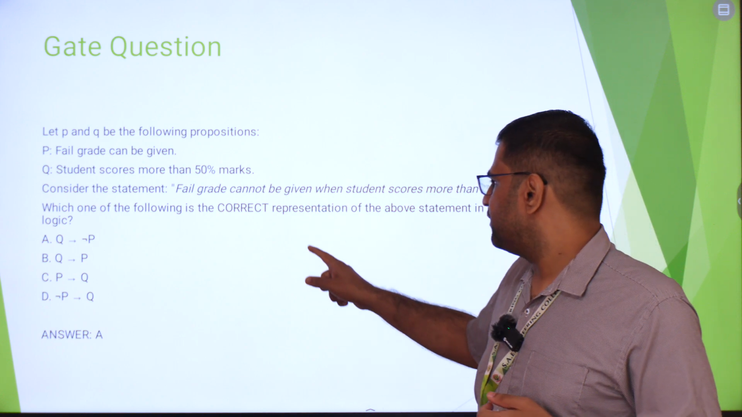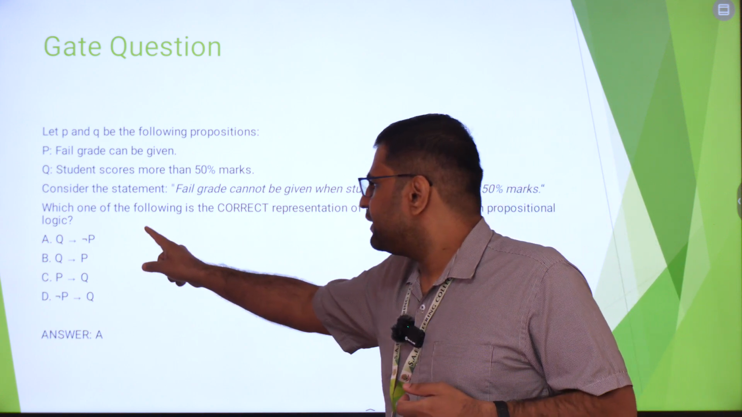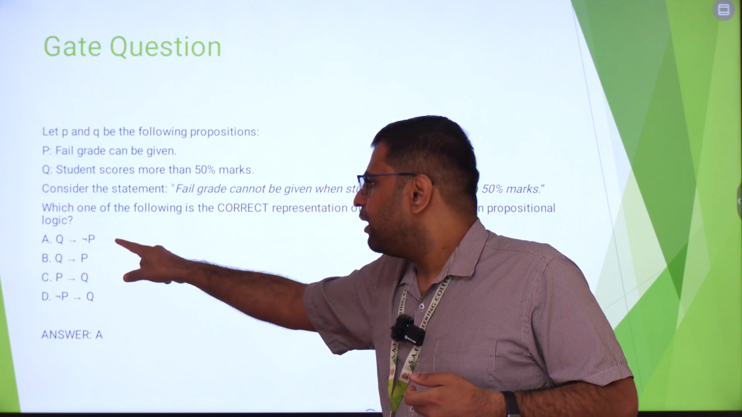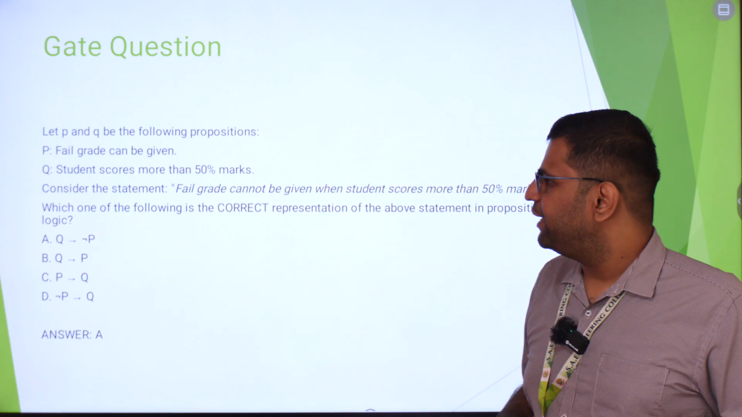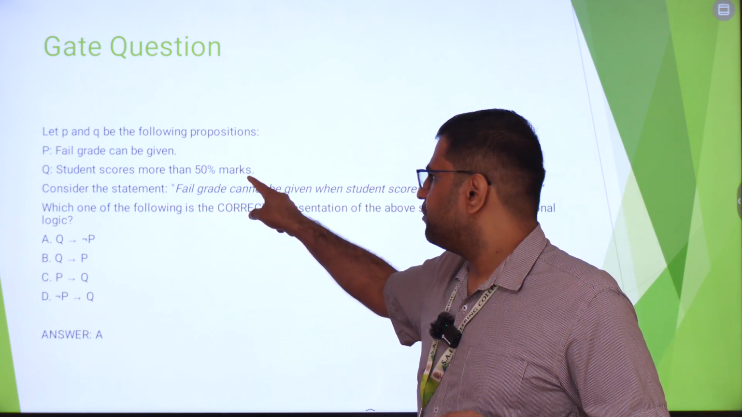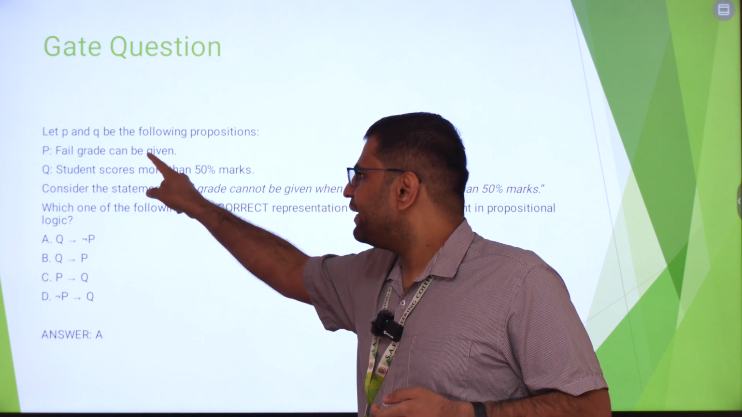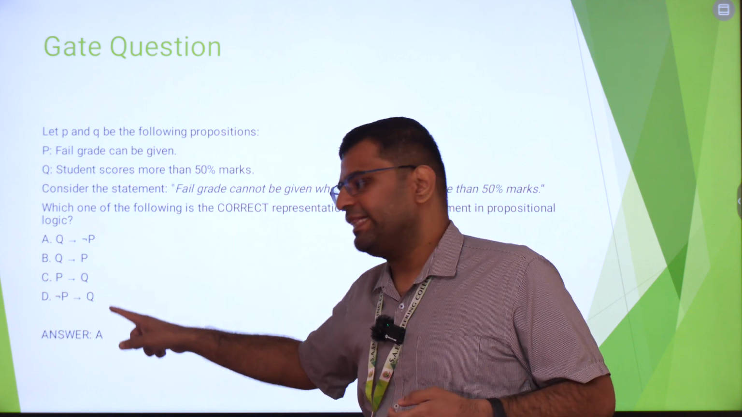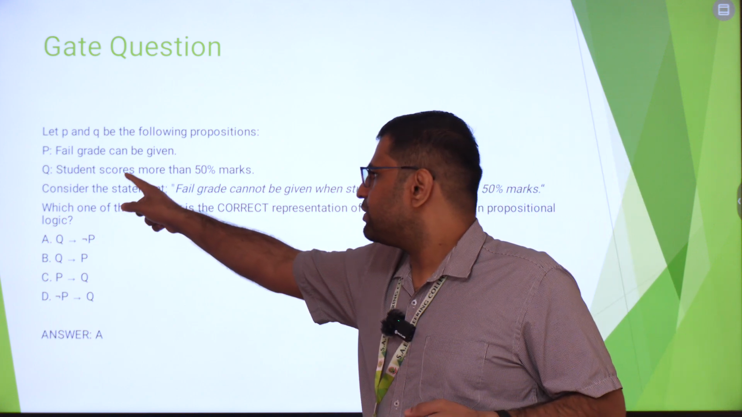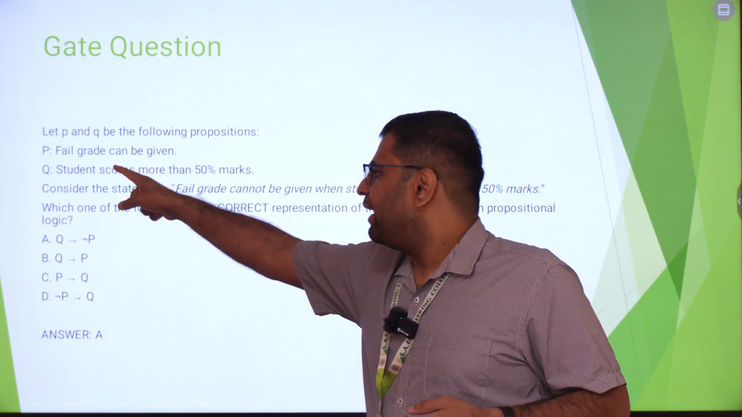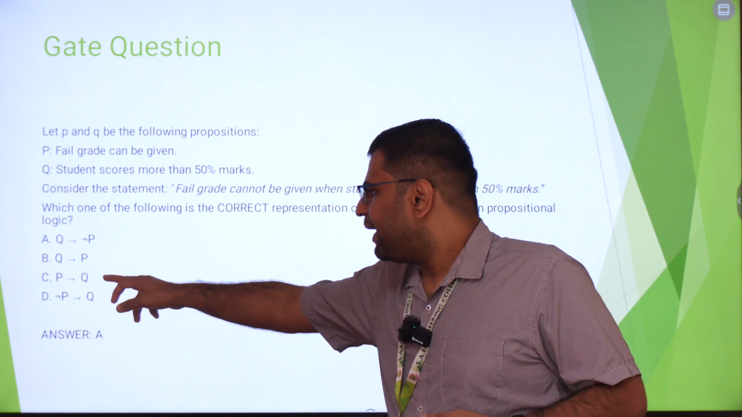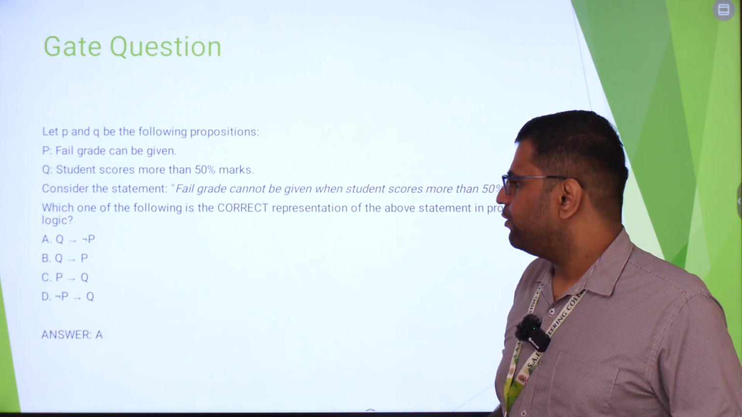So there are options given for representation. The first option, Q implies not P, or negation of P. So basically, if the student scores more than 50% marks, then a fail grade cannot be given, is represented by A. The correct answer is A. The other way around is not true. Students score more than 50% marks and a fail grade can be given is not true, and P directly implies Q is also not true.